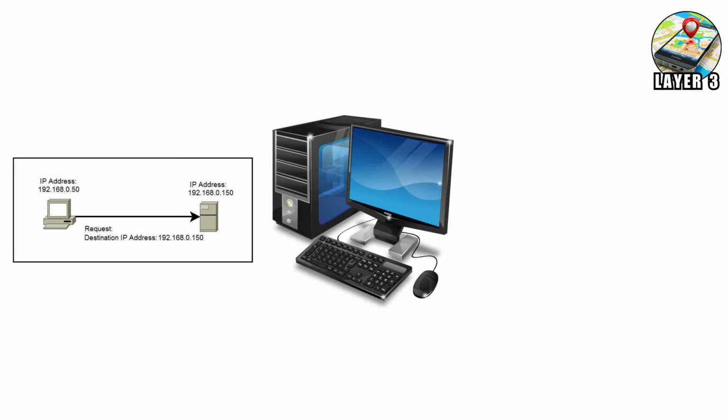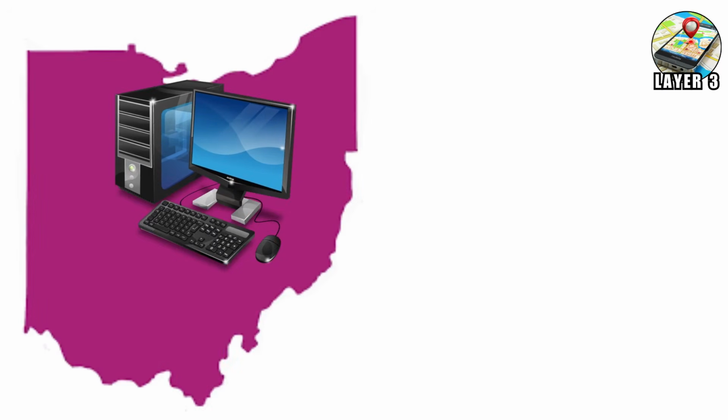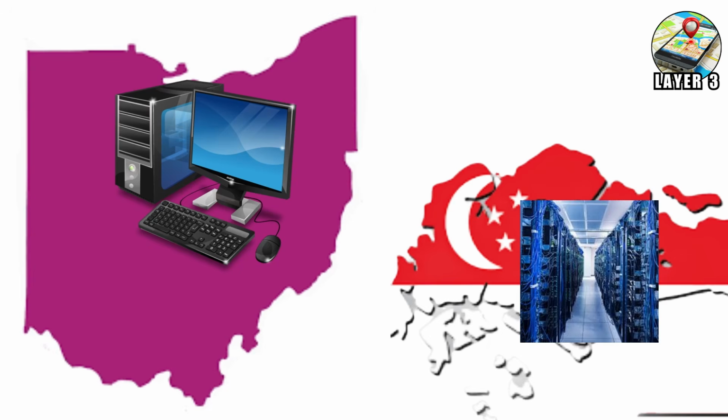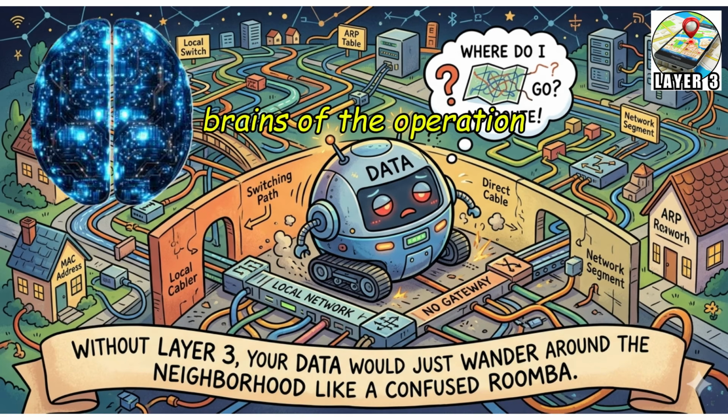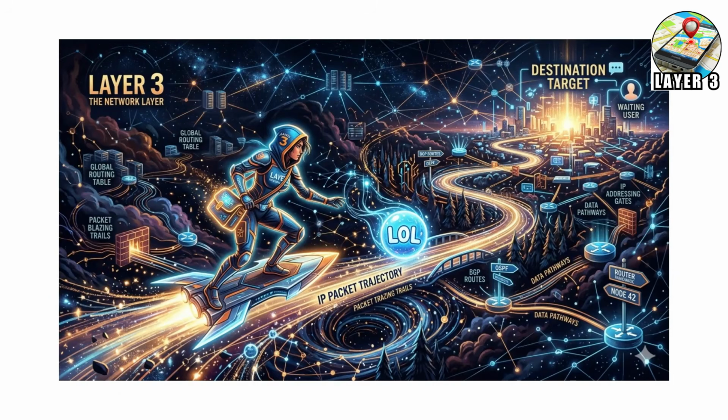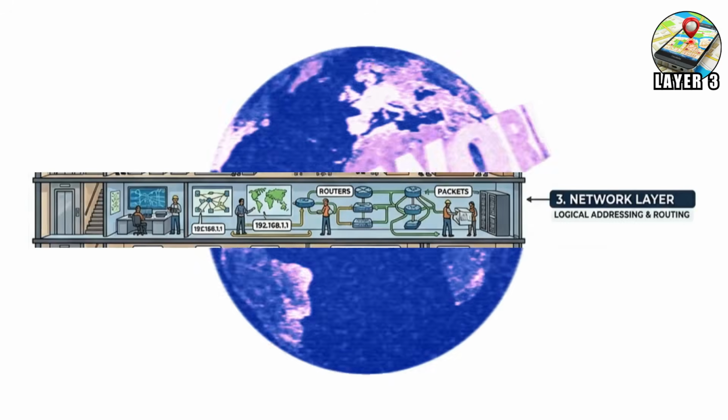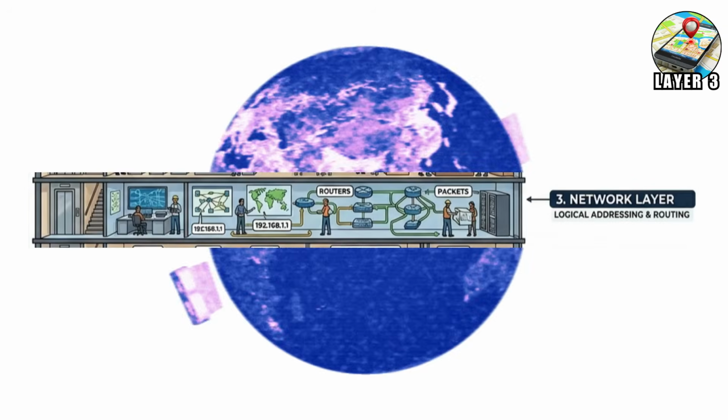It handles the logical addressing that allows your computer in Ohio to find a server in Singapore. Without Layer 3, your data would just wander around the neighborhood like a confused Roomba. It's the brains of the operation, navigating the vast, dark wilderness of the global network to make sure your LOL reaches its target. It's the layer that makes the worldwide part of the web possible.